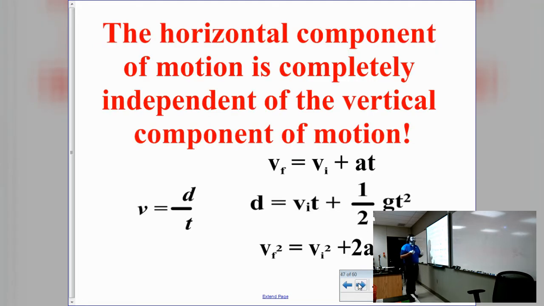Keep this in mind. I had this slide up when we talked about horizontally launched projectiles as well. The horizontal motion is completely independent of the vertical motion. It has not changed whether it's a vertically launched object or a horizontally launched object. The horizontal motion is constant motion. It's not being accelerated by anything, just continuing the same velocity the whole entire trip, displacement over time. The vertical motion is accelerating by the value of gravity.